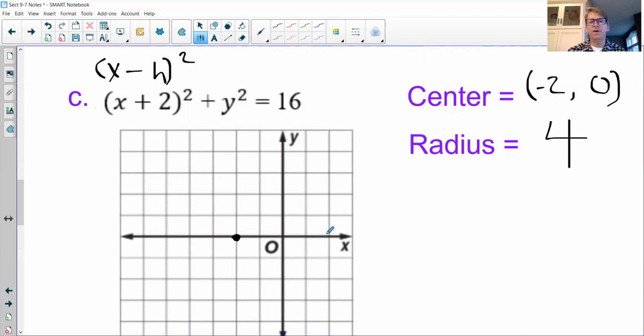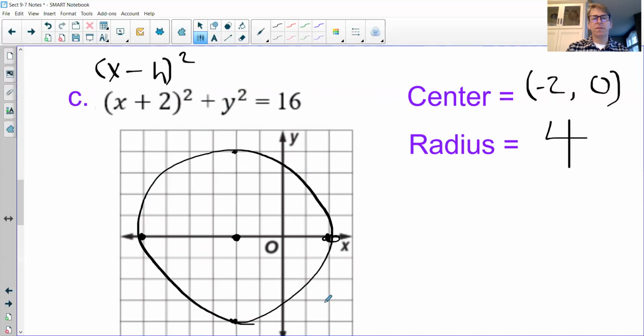1, 2, 3, 4. Put a point there. Then count up 1, 2, 3, 4. Put a point there. Then we'll go over 4 points. 2, 3, 4. And we'll go down 4. 1, 2, 3, 4. So our circle is the following. X plus 2 quantity squared plus y squared is equal to 16 is the following on C.